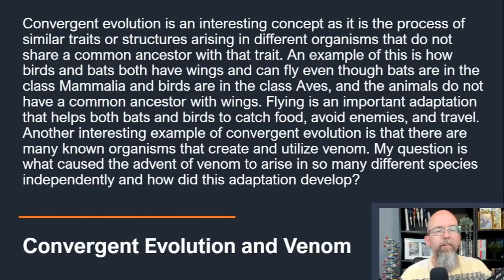There you go. Another interesting example of convergent evolution is that there are many known organisms that create and utilize venom. Yes, it's true. Many organisms have a type of venom. My question is what caused the advent of venom to arise in so many different species independently? How did this adaptation develop? Glad you asked. I'm not really going to provide a big answer to this one. I can make this fairly short because there's a whole section of the chapter coming up pretty soon about the origin of venom. Most specifically in snakes, I'll give a tiny preview.